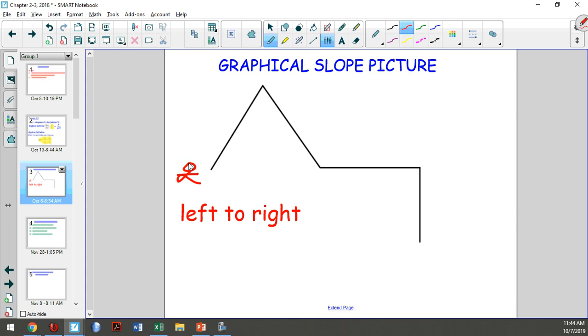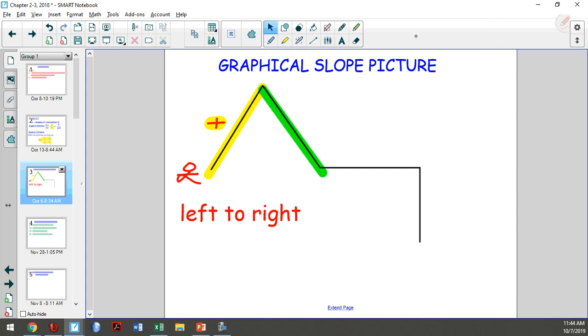Am I going up, down? What am I doing on the mountain? I'm going to go up the mountain. So a line that looks like this has a positive slope. So this is a positive slope line. Do we all understand that? Yes? Going down the mountain is going to have a negative slope. Yes? Do we all understand that?